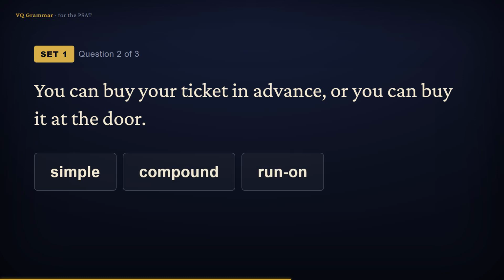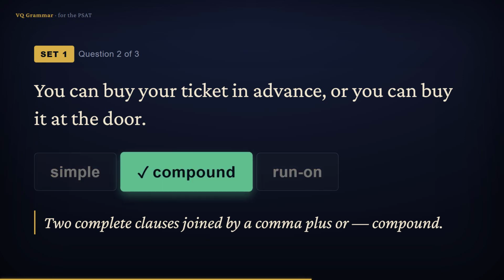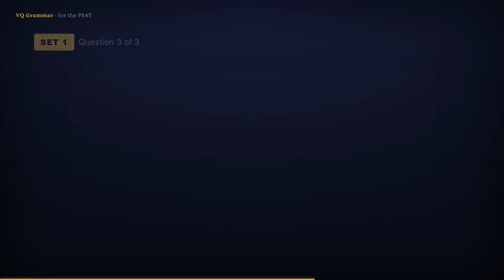You can buy your ticket in advance, or you can buy it at the door. Two complete thoughts here. You can buy it in advance, and you can buy it at the door. They're joined by a comma plus the conjunction or. So the answer is compound.